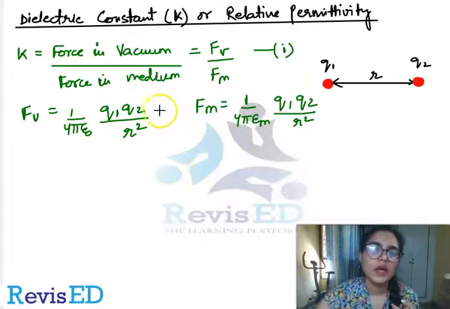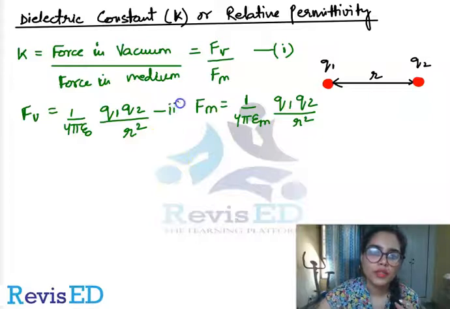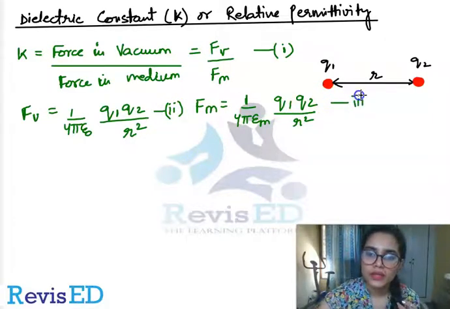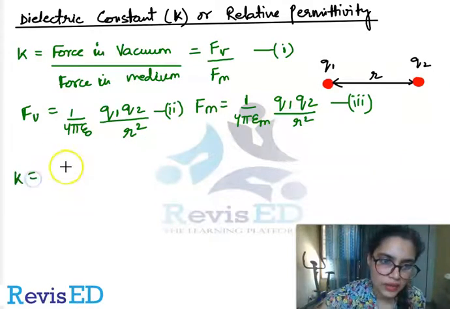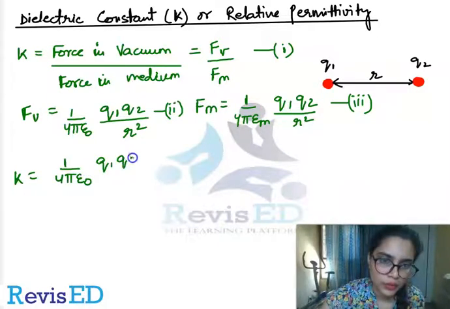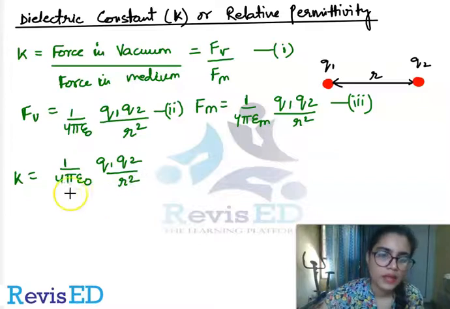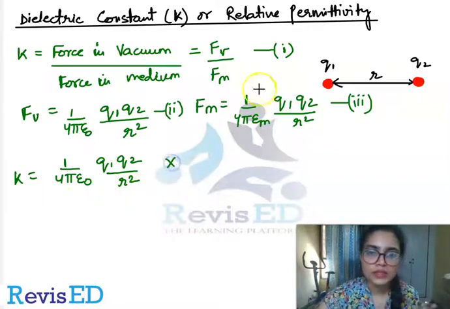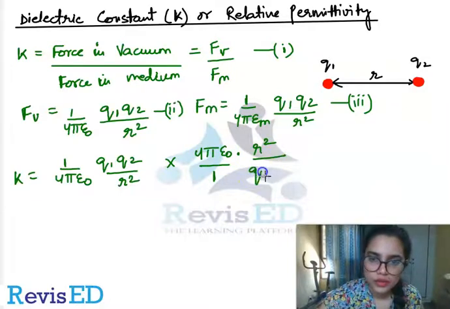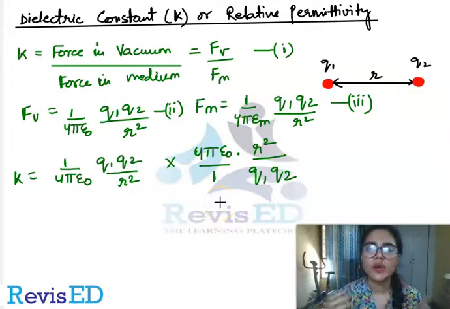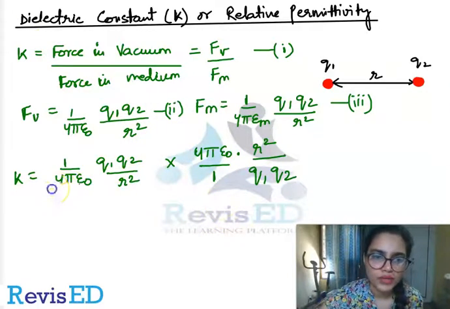Now we are going to substitute the values of equations 2 and 3 in equation number 1 and see what the equation becomes. K is equal to 1 by 4 pi epsilon naught Q1 Q2 by R square, and it will be in division, so I can write just the reciprocal of these terms: 4 pi epsilon M by 1 into R square upon Q1 into Q2. Let's divide the common terms. What is common?